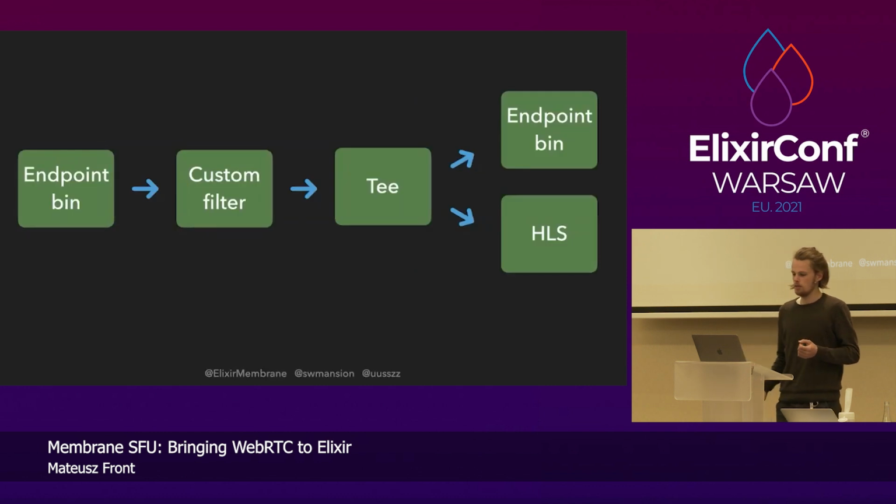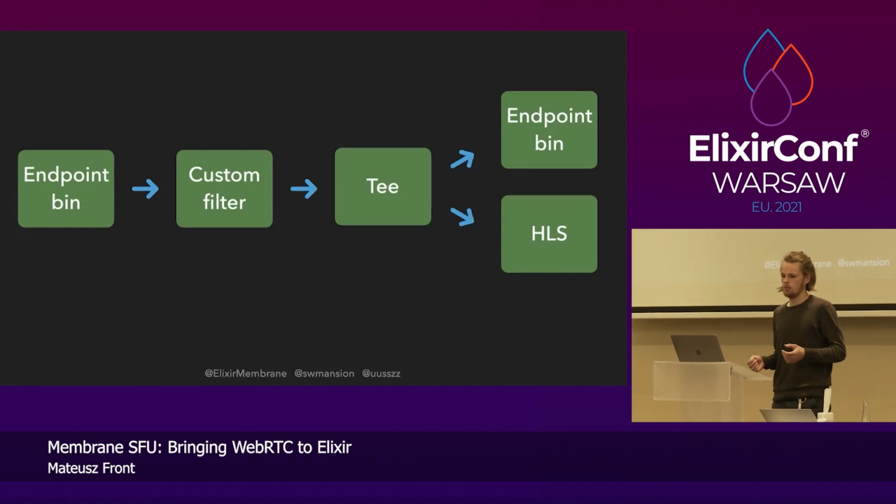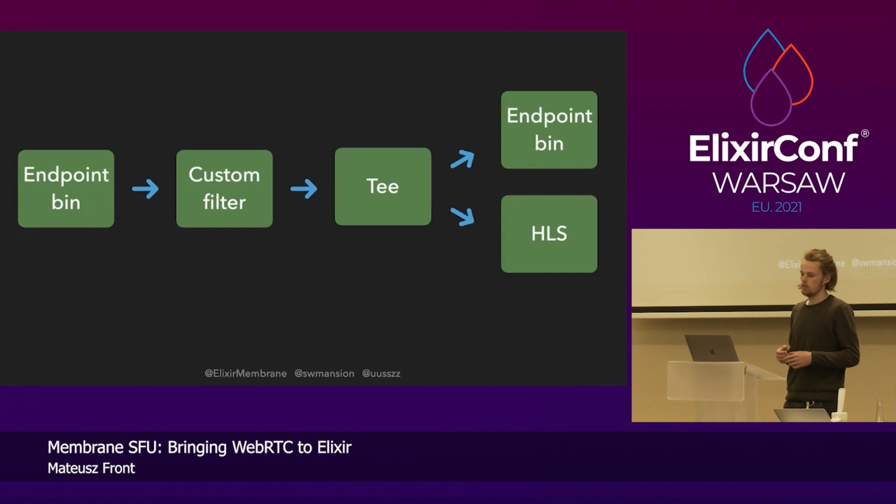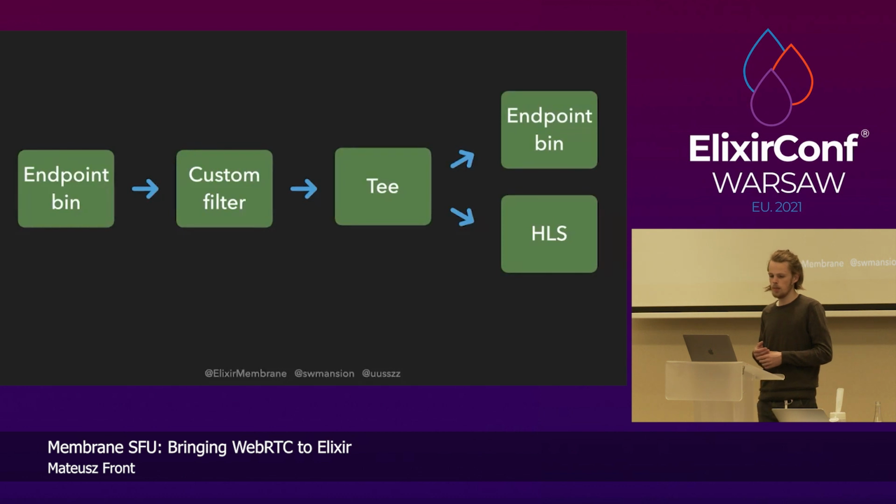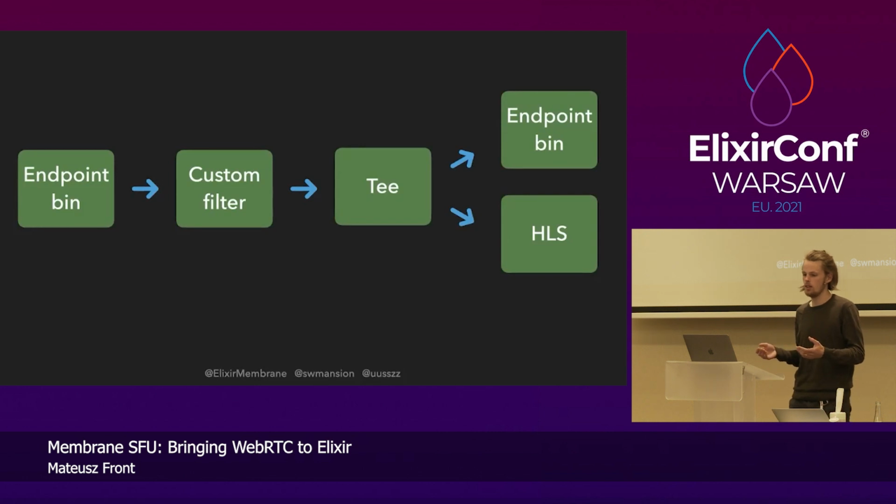Even more, if we want to have some custom functionality that is not implemented in Membrane, some custom filtering, it can also be plugged into the pipeline. So we have here a custom filter. Creating a filter is a matter of implementing a behavior that is delivered by Membrane. Then we can do anything we want with the stream, and then send it further to the other part of the pipeline.